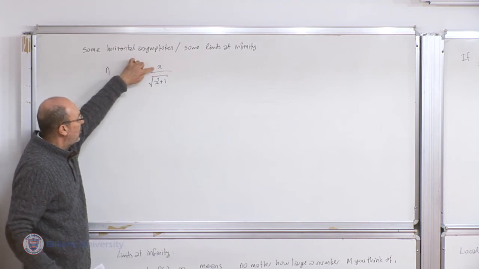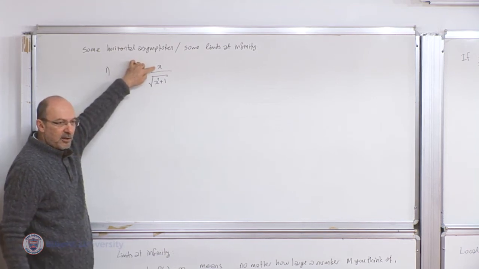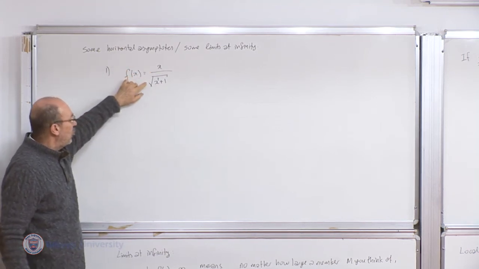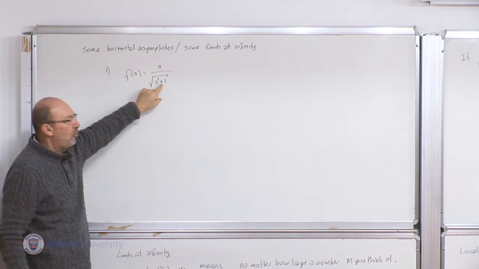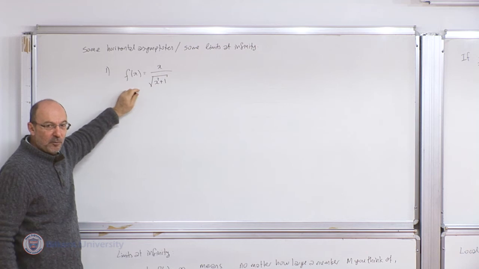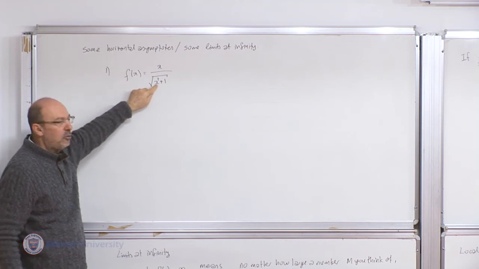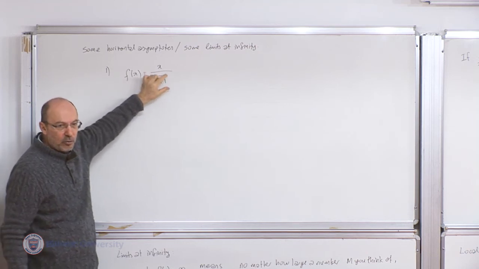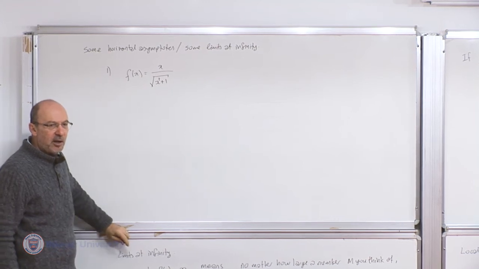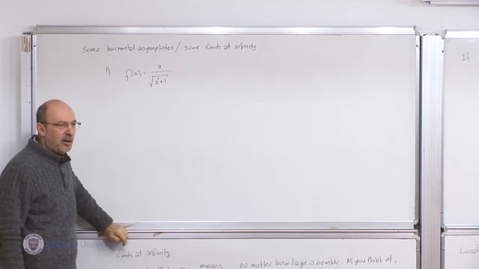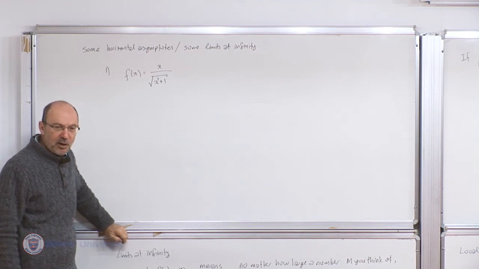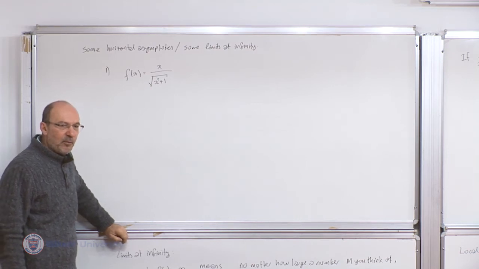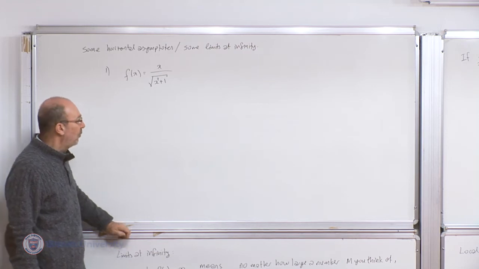Now, this goes to infinity as x does. This is the square root of x squared plus something. But when x is very, very large, those plus somethings don't count. So this is again the square root of x squared. So this also goes to infinity like x. So we are dividing x by x. We expect 1. Okay, so that's our expectation. So let's check if that is true.